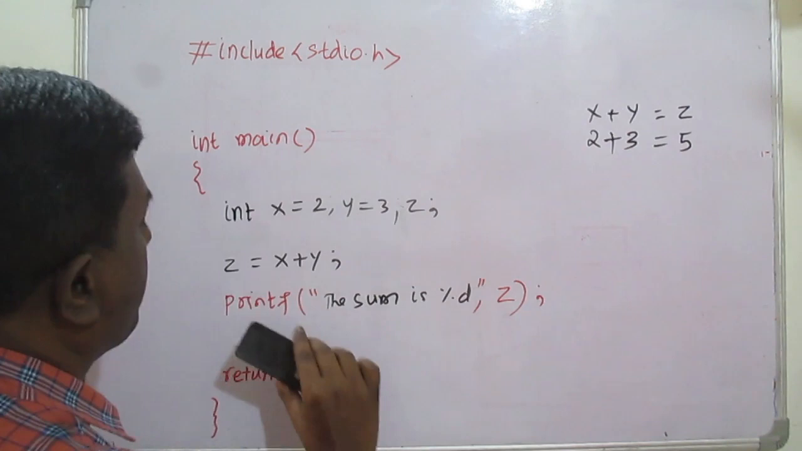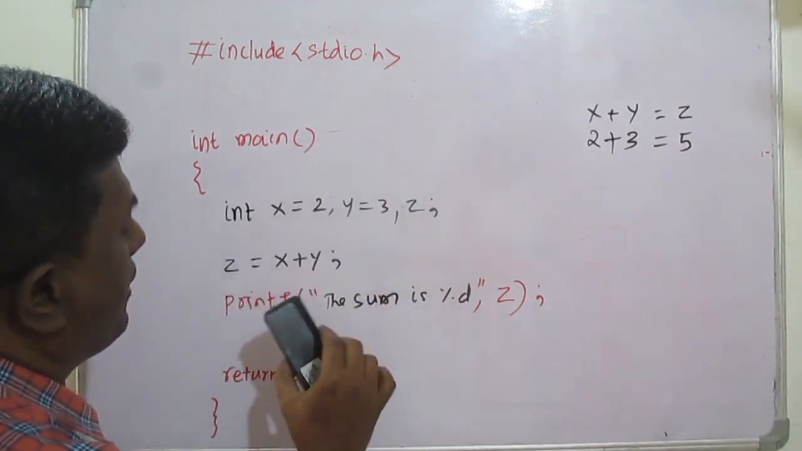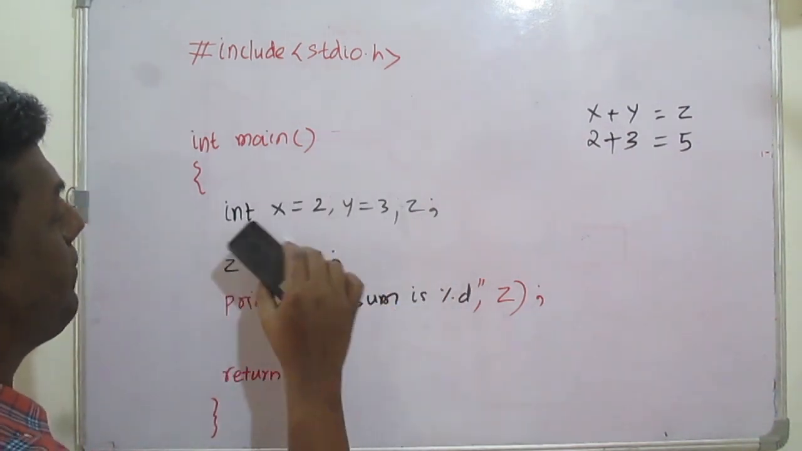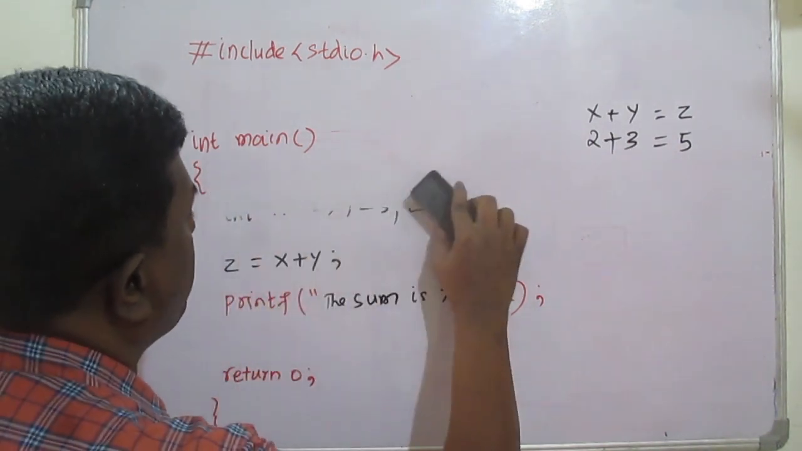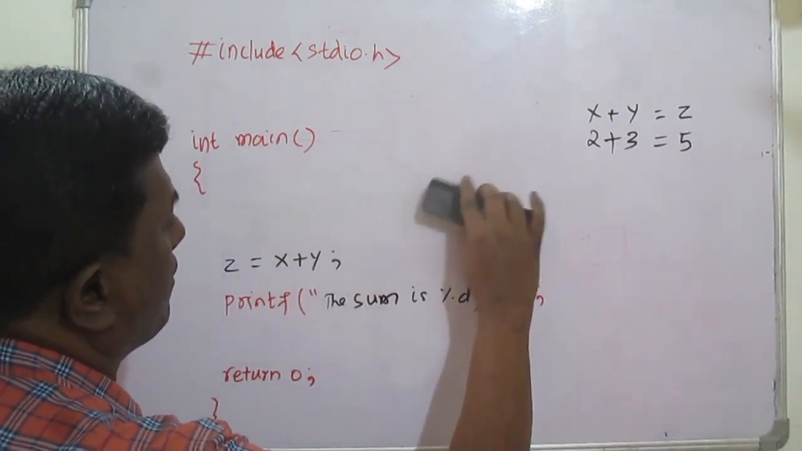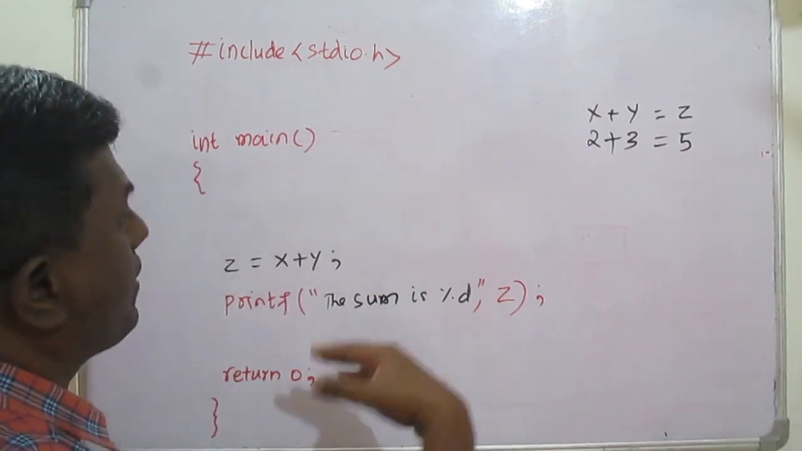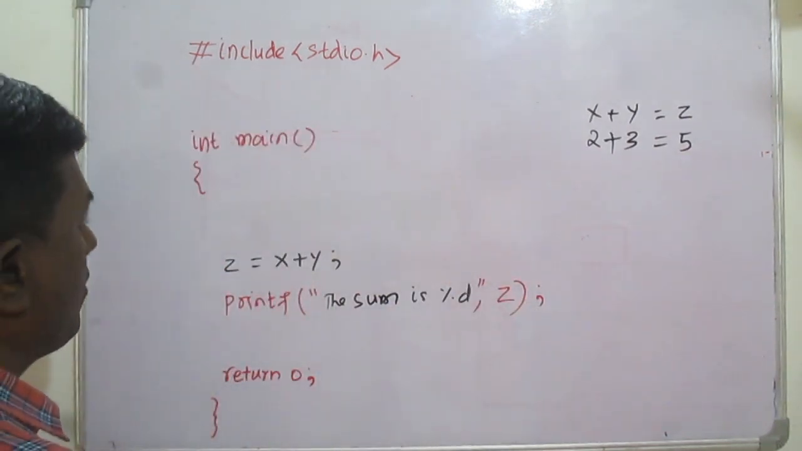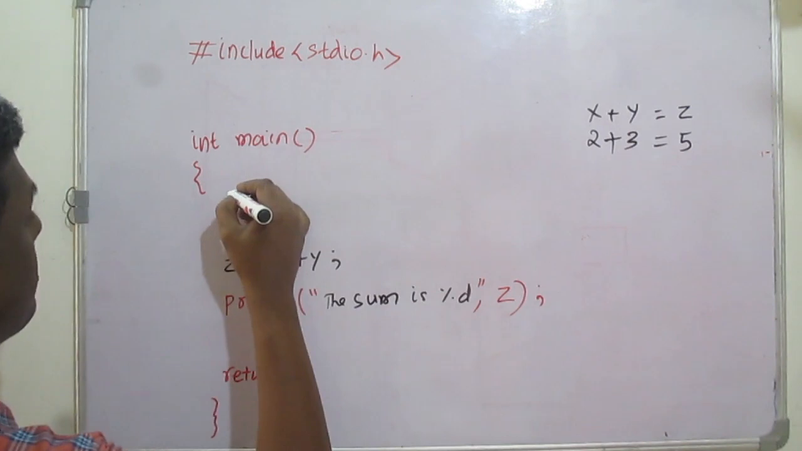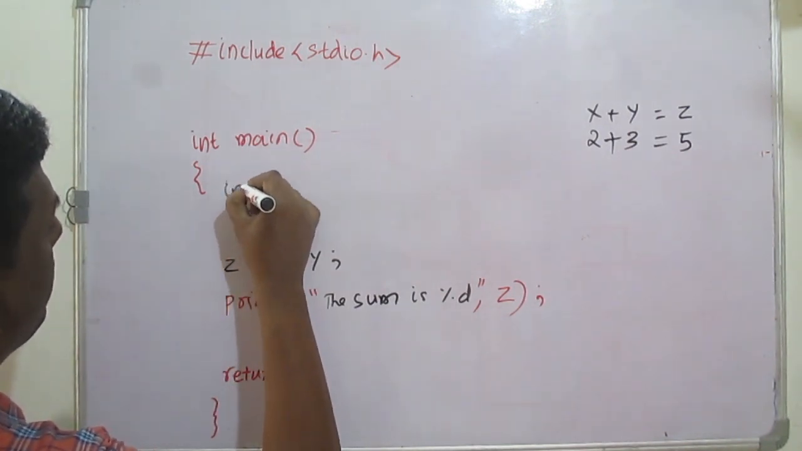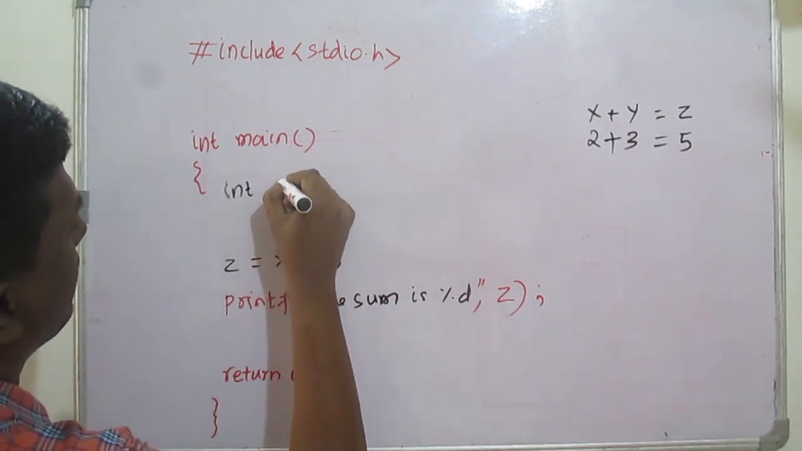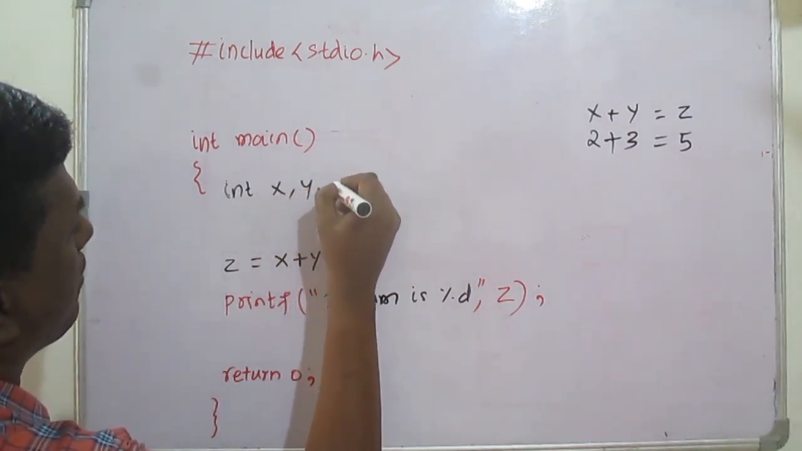So now we want to have runtime initialization. So how to do that? For runtime initialization we require a scanf. So to do the runtime initialization we require a scanf. Now let us see the int. So int x comma y comma z.